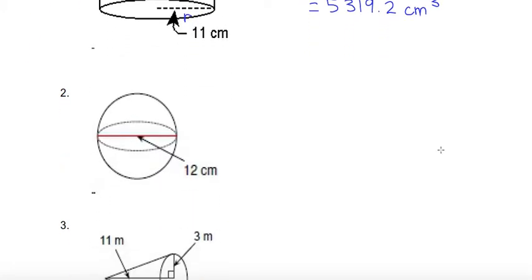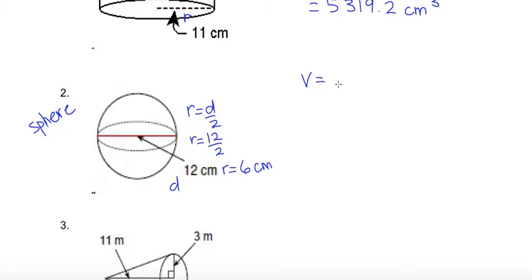The next shape I have is a sphere. It has a diameter of 12, and because it has a diameter of 12 centimeters, I need to calculate the radius. So the radius is half of the diameter, or 12 divided by 2. So the radius of this is 6, and my units are centimeters. So sometimes you might have to do a quick calculation to calculate the radius if you're given the diameter.